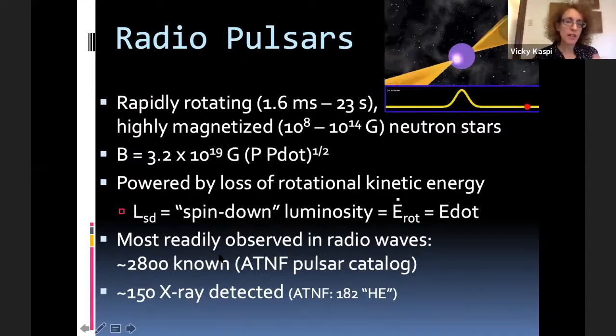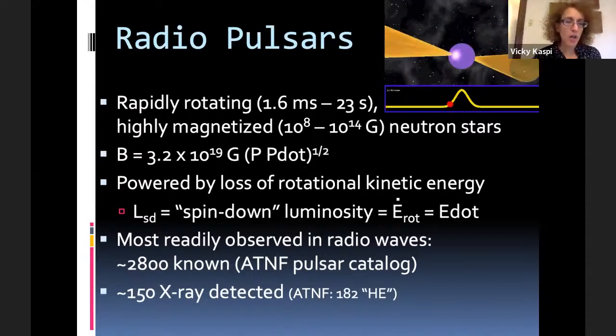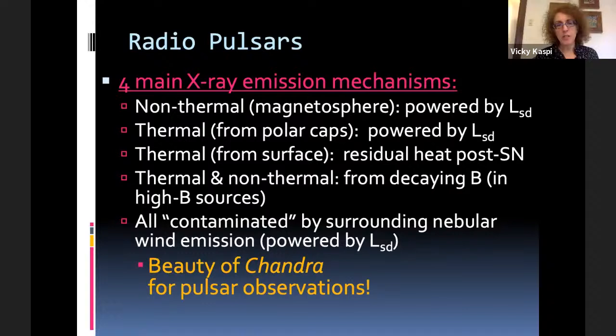These objects are most readily observed in radio waves. There's almost 3,000 now known in the online pulsar catalog. And somewhere between 150 and 200 of these are X-ray detected. Now, where do the X-rays come from? There's four main X-ray emission mechanisms.